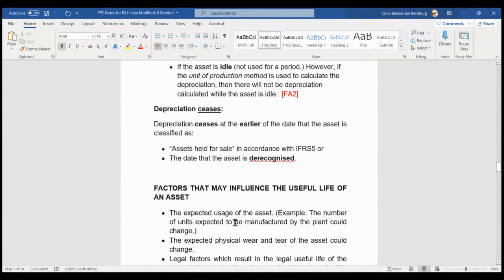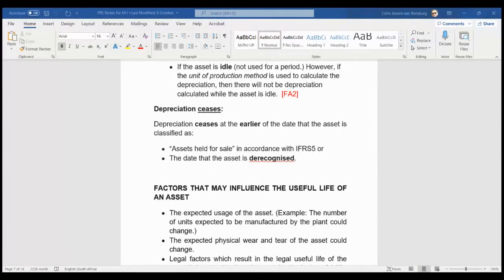What does derecognized mean? Derecognized means you are taking out any balance that relates to that asset. In other words, its cost and its accumulated depreciation. You take it out of your books of account so that there is no further balance relating to that asset anymore.